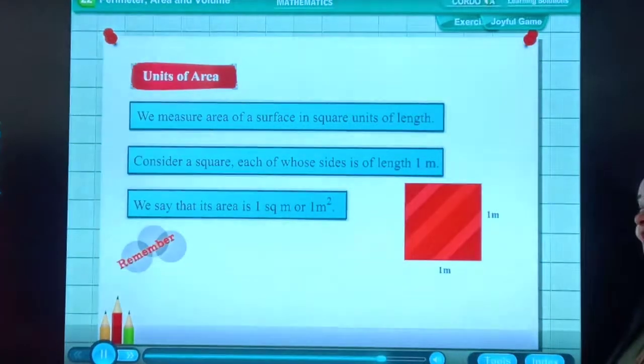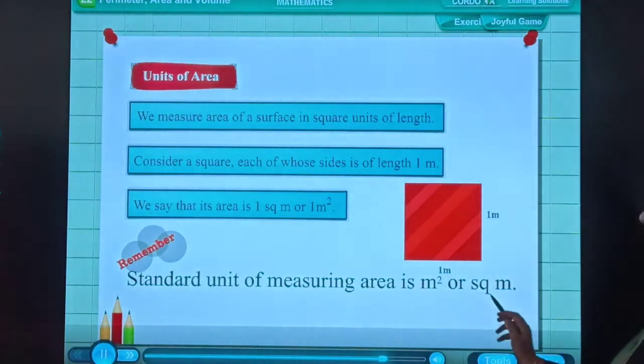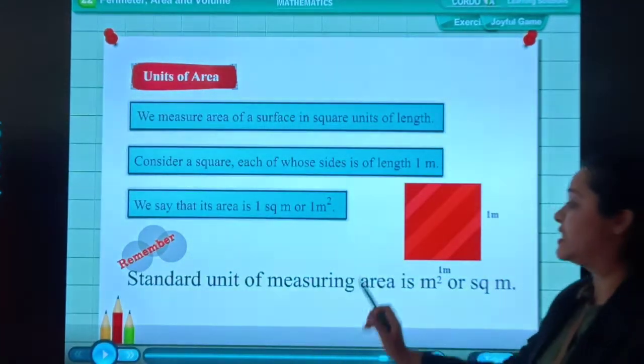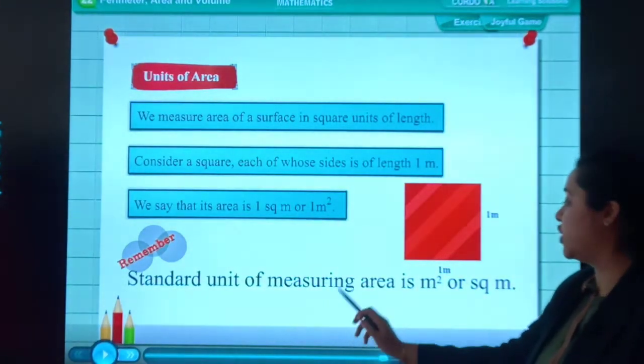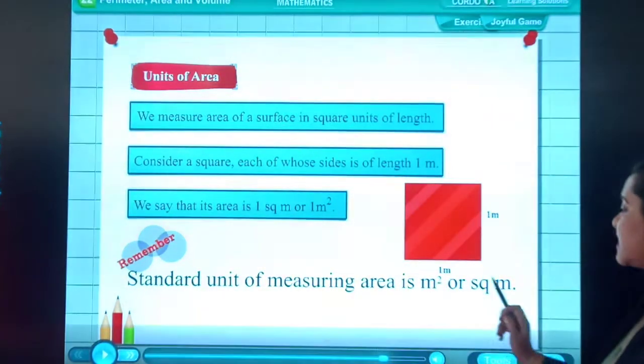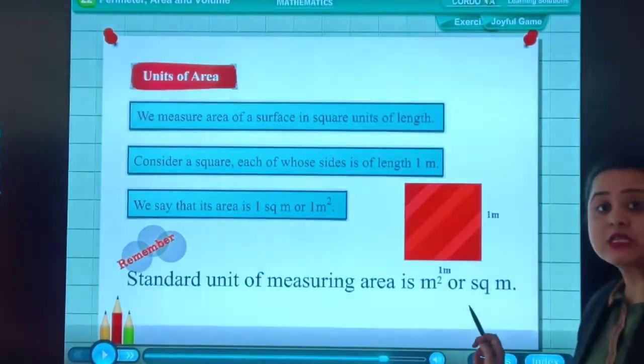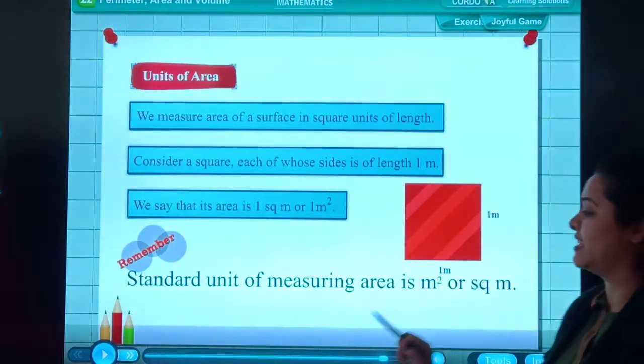Remember, the standard unit of measuring area is meter square or square meter. The standard unit of measuring area is meter square or square meter. This is important. You need to keep it in your mind.